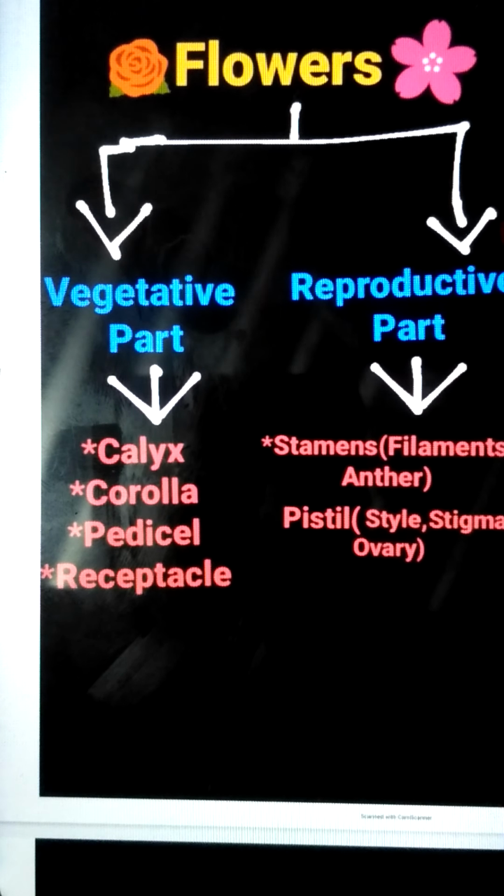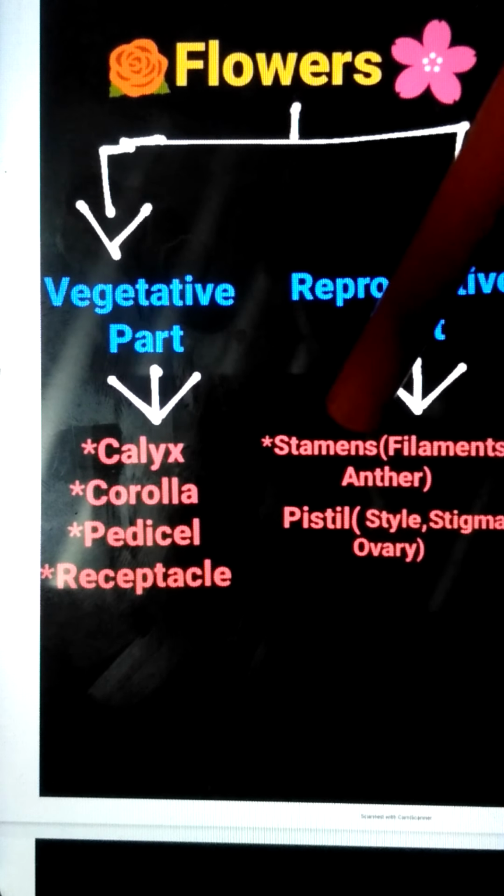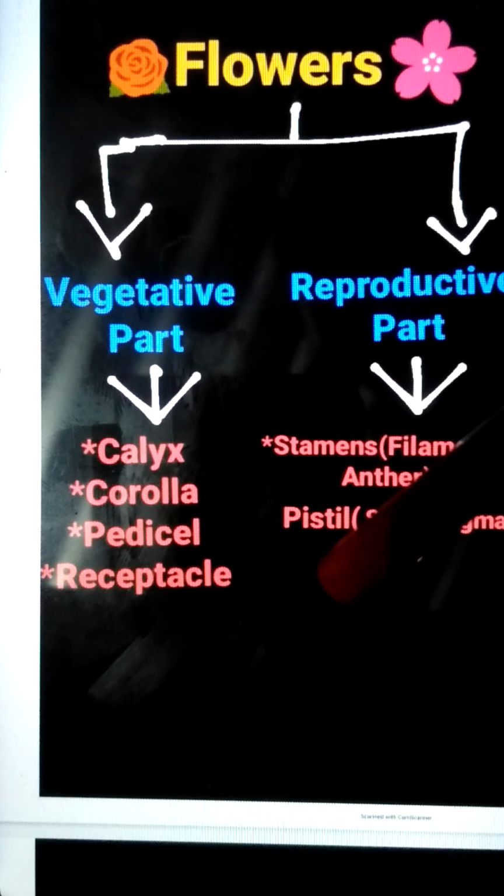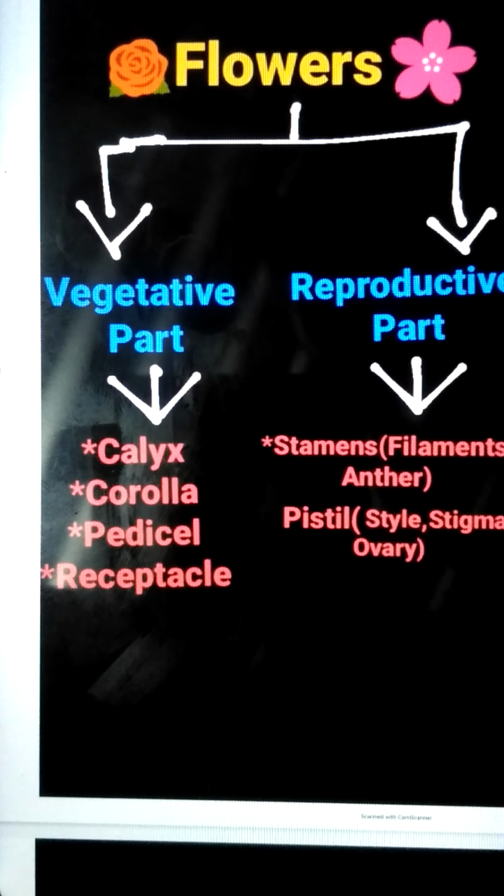And reproductive part means from which fruit arises. From a flower, you know that fruit arises. So the reproductive parts of a flower are what? Stamens, which consist of filament and anther. And pistil is also known as carpel. Pistil consists of what? Style, stigma and ovary. Now let's see how reproduction occurs in a flower.